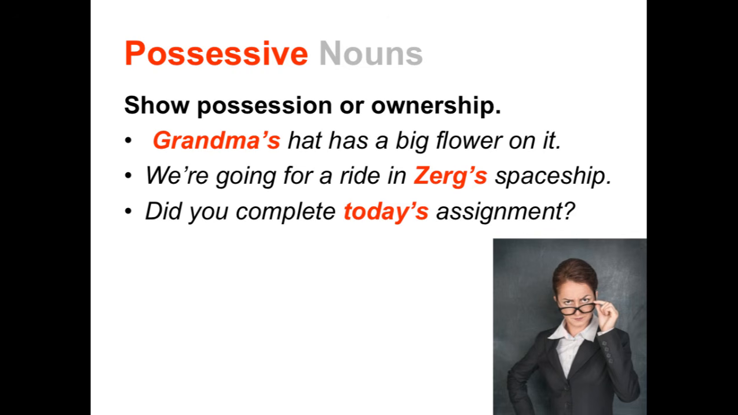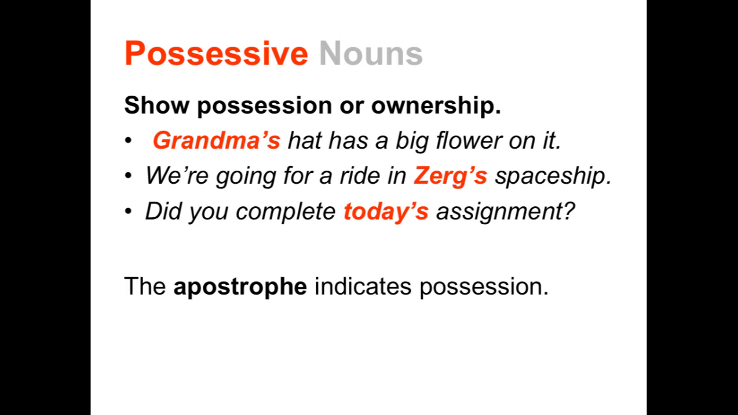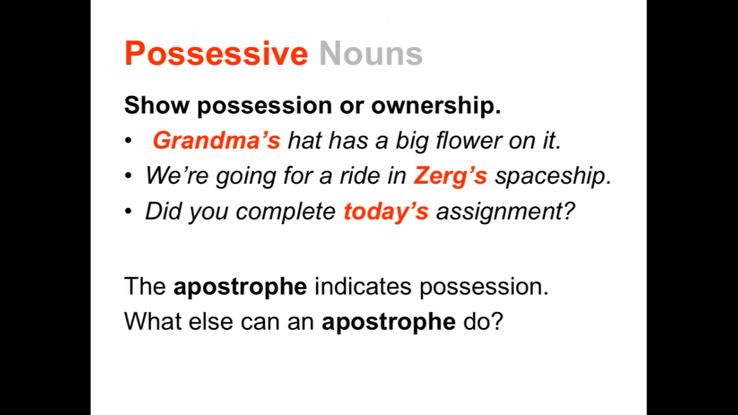It's today's assignment. So the apostrophe here, that little upside down comma that goes between the last letter of the word and the S, indicates possession. This is how we show that it's a possessive noun, that it belongs to someone. But apostrophes can do other things. Can you think of anything else that an apostrophe can do?